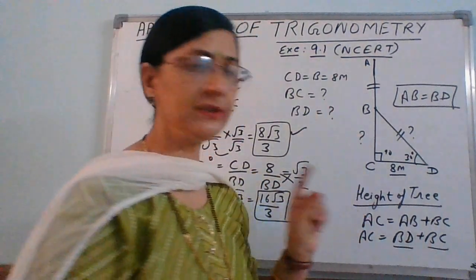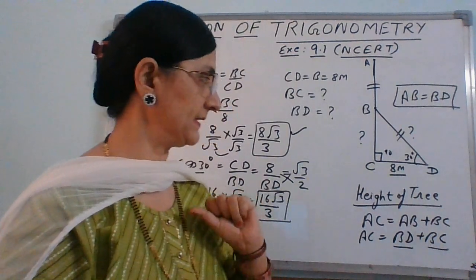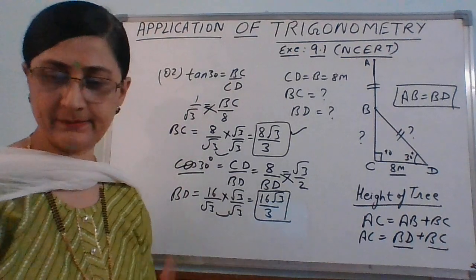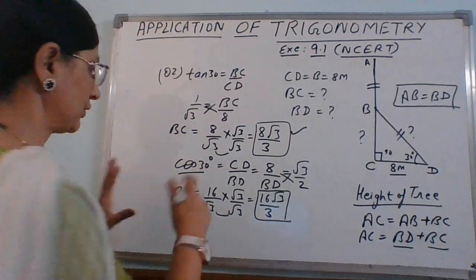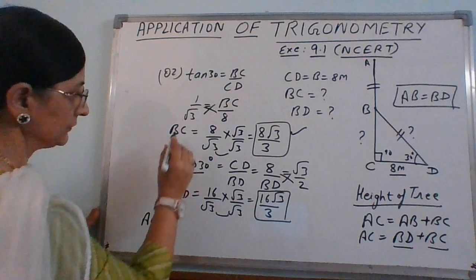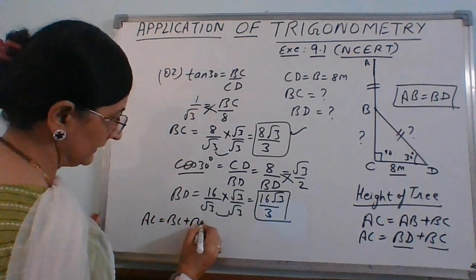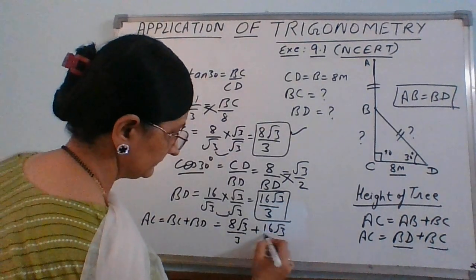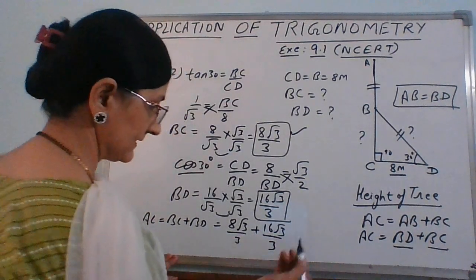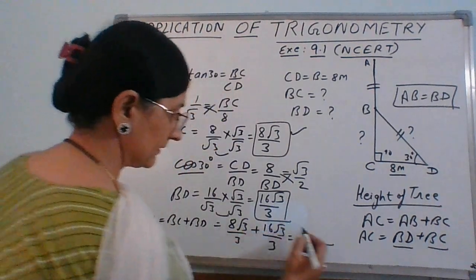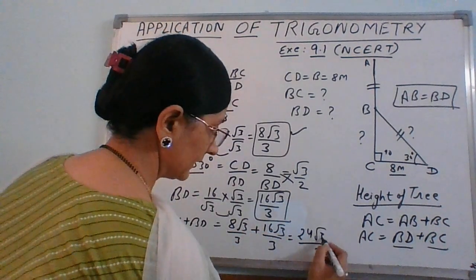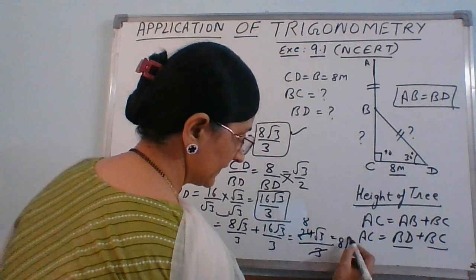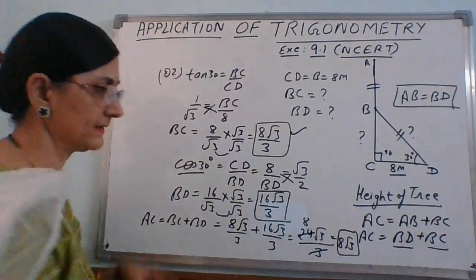Now how will AC, the height of the tree, be found? BD plus BC, right? You have BC, you have BD. You just have to add them up, right? Let's add them up. AC is equal to BC plus BD. Okay, they are in fractions. Let us add them up, taking the LCM. Our LCM is the same, 3. 16 and 8 make 24, and root 3 stays. So 3 cancels with 24. So 8 root 3. So what is the height of the tree? That is 8 root 3.